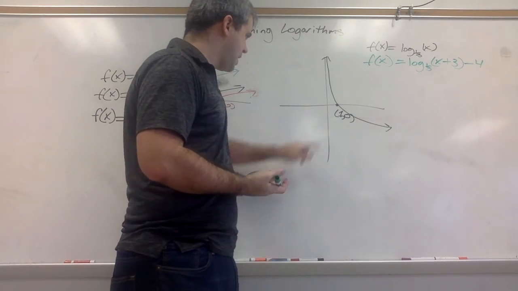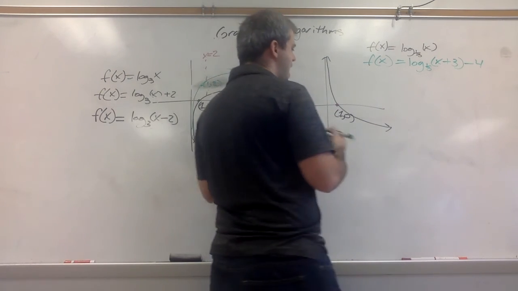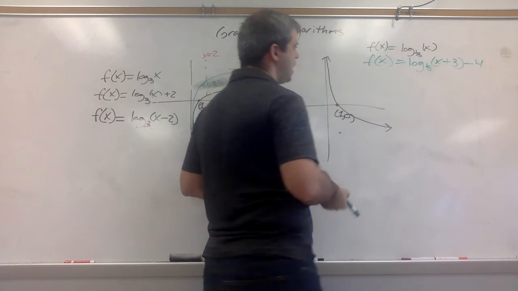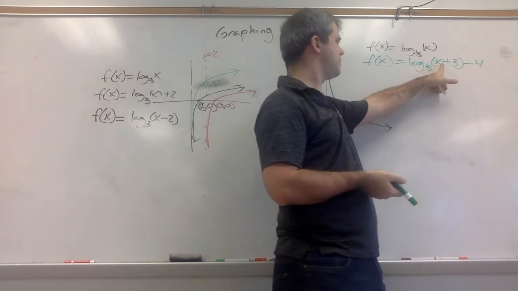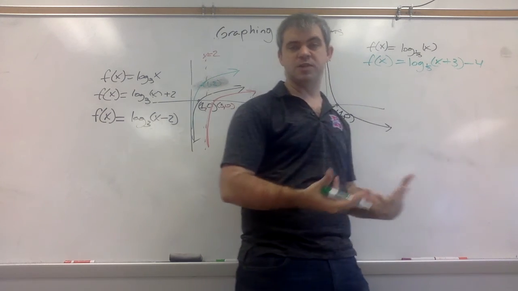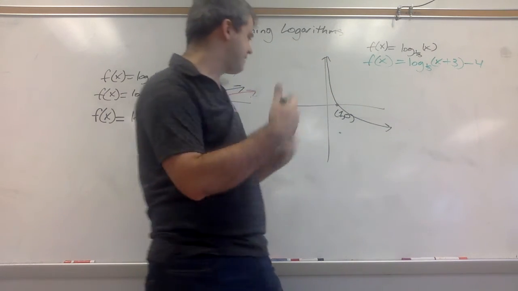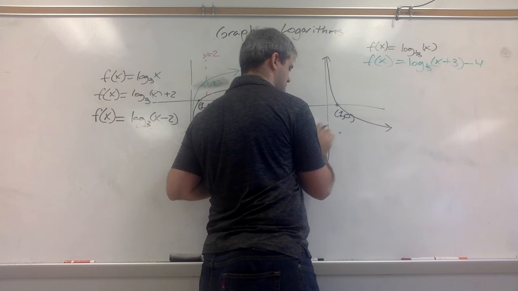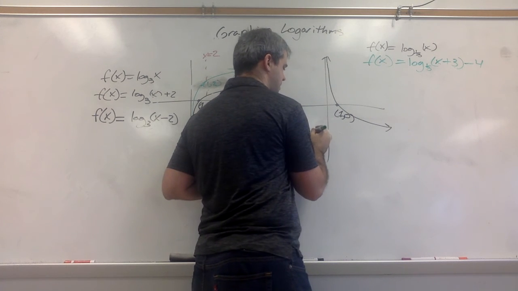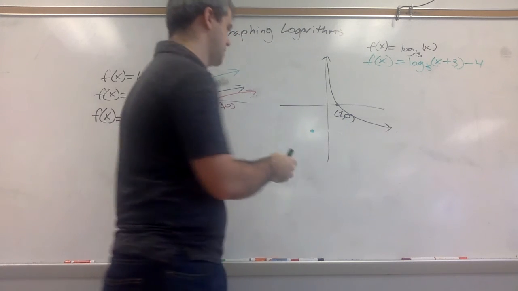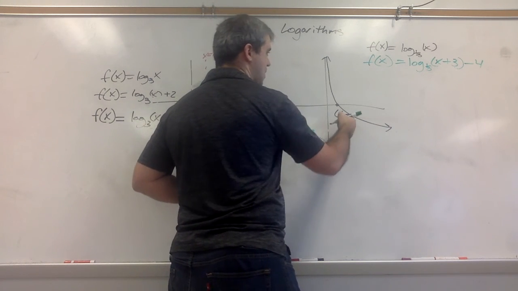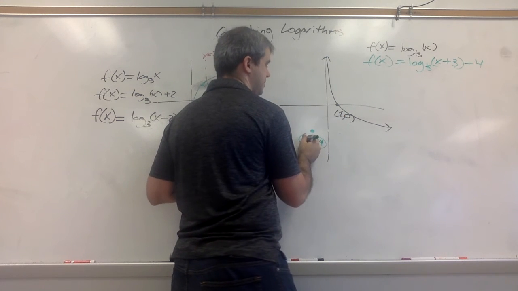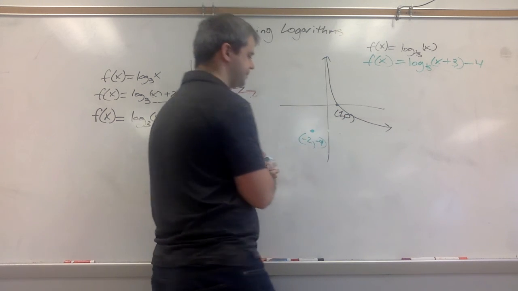So let's think. So this is my point. How am I going to move this? Well, I'm going to move it down 4. And all my inputs are being increased by 3. So to undo that, I have to subtract 3. 1, 2, 3. So I'm going to be all the way over here. So my y got decreased by 4. My x got decreased by 3.